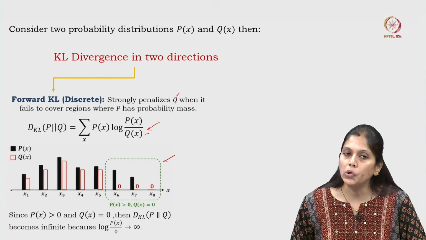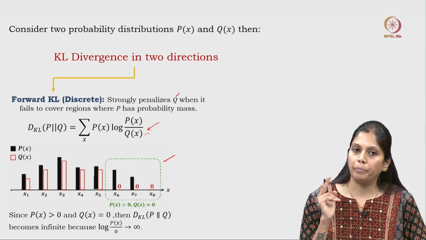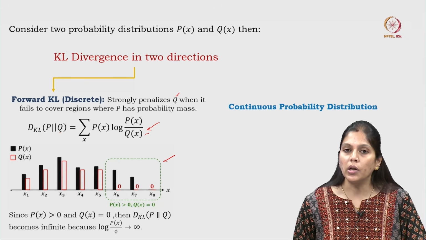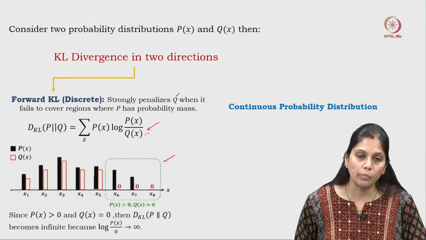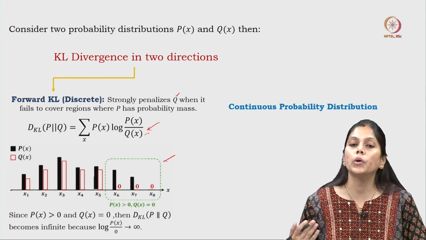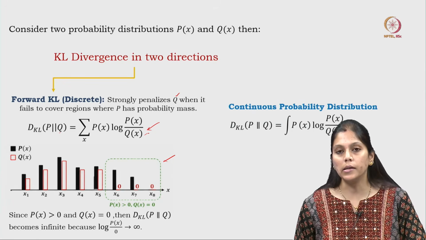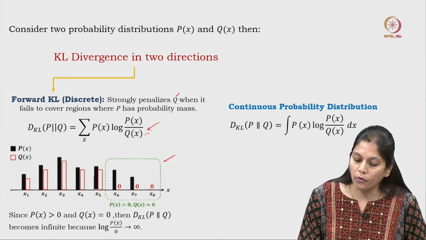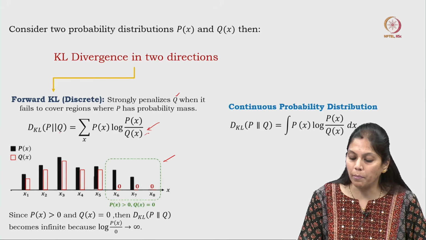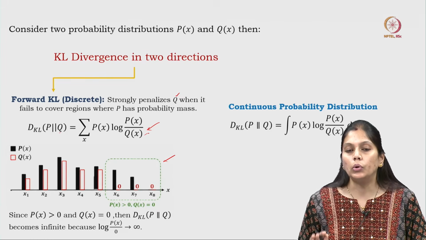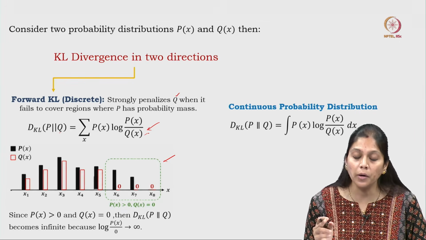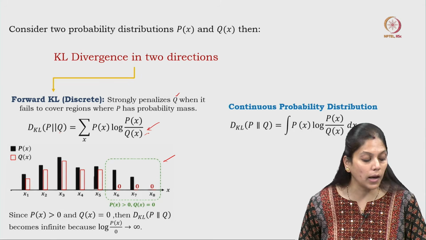Now we have also seen that KL divergence can also be applied to continuous distributions. So if it is a continuous probability distribution, then what is the formula used? The formula is this. We have an integral of P of x log P of x divided by Q of x dx. So this is the formula for a continuous probability distribution under the forward KL.